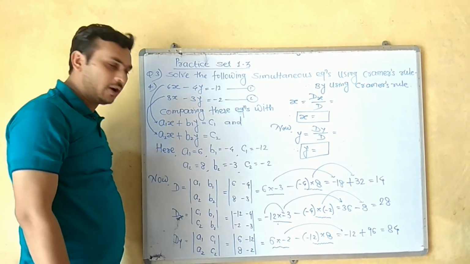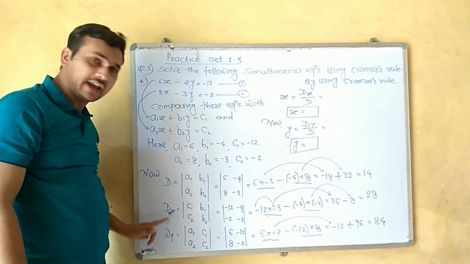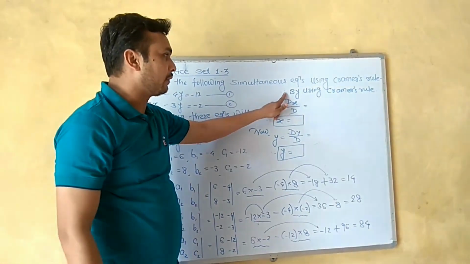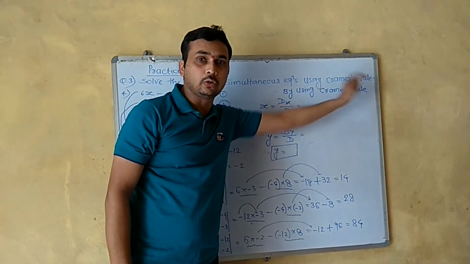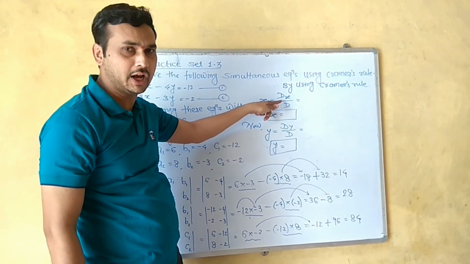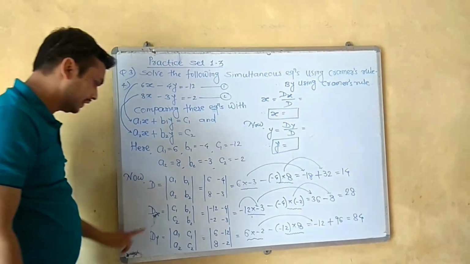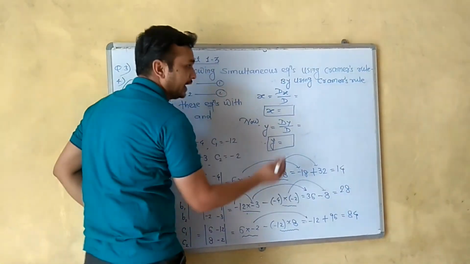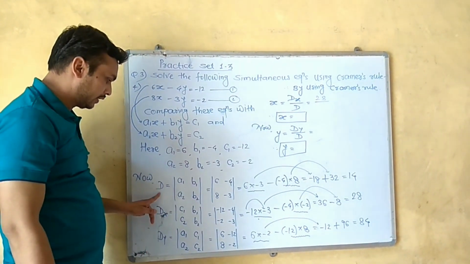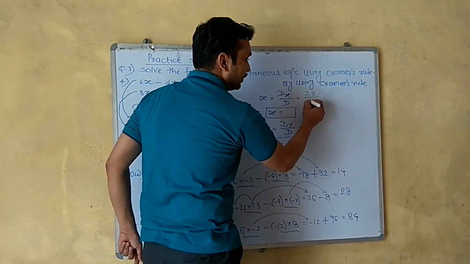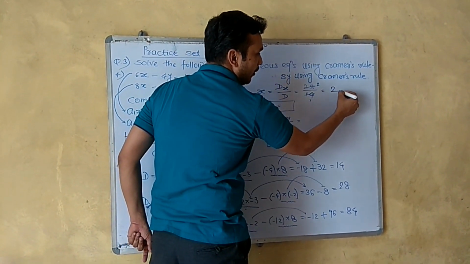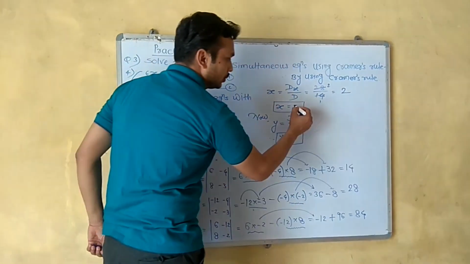So these are the values of d, dx and dy. So the next and important line, therefore by using Cramer's rule, x equals to dx upon d is our formula. So what is the value of dx? Dx means 28. So 28 upon d, the value of d is 14. So 14 ones are 14, 14 twos are 28. So the value of x is equals to 2.